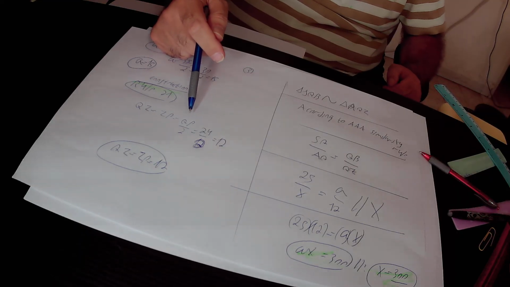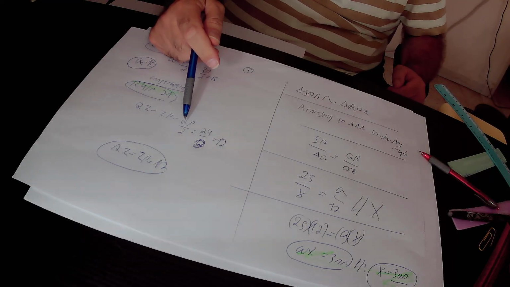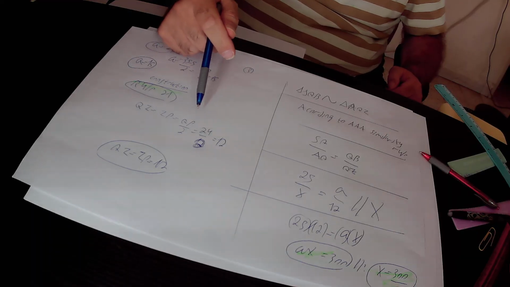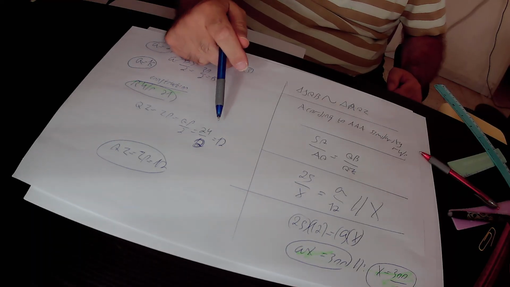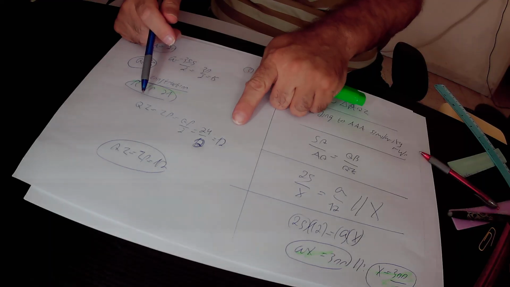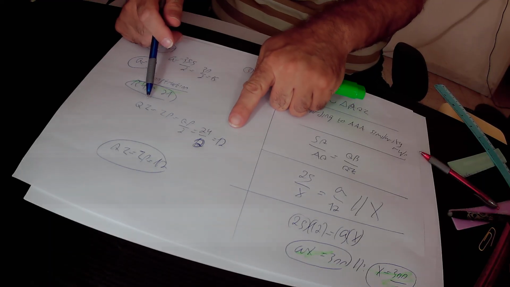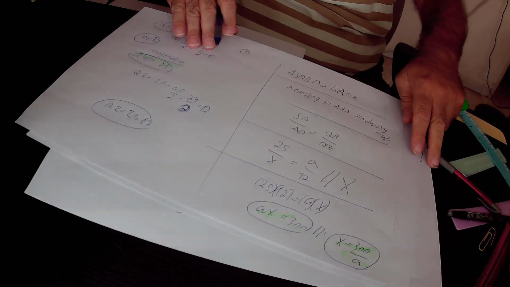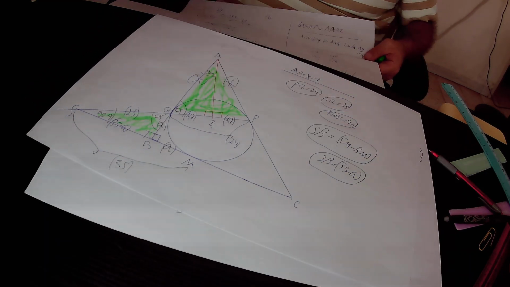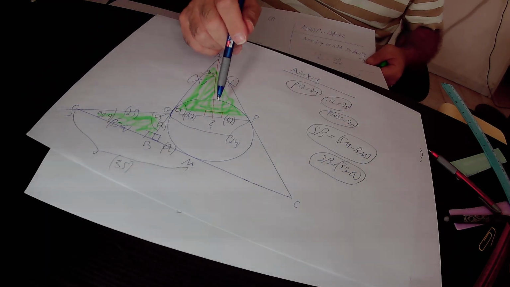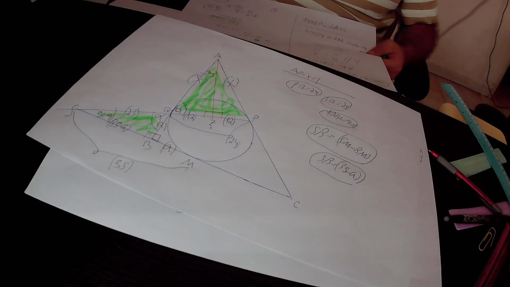So each half equals QP over 2. QP is 24, so 24 over 2 is 12. So in total, from this equation, we have that QZ equals ZP equals 12. QZ equals 12 and ZP also equals 12 units.